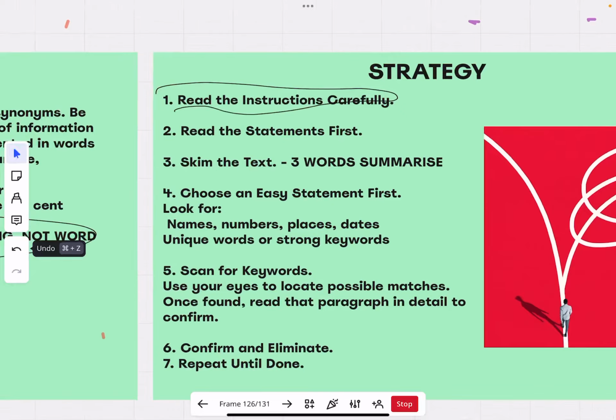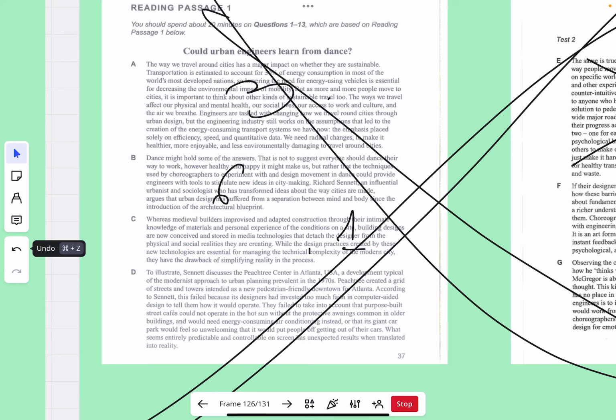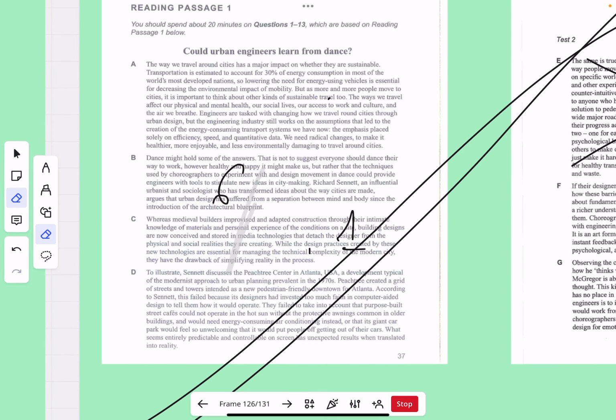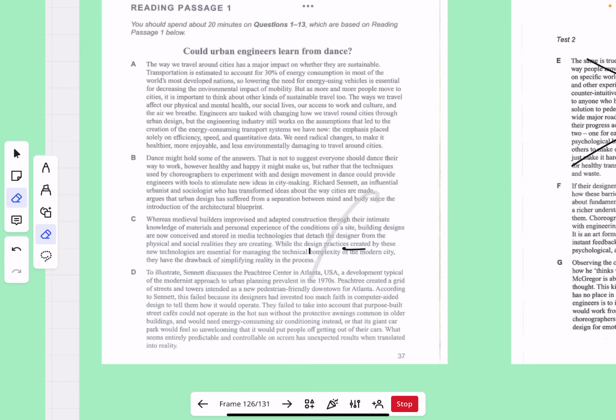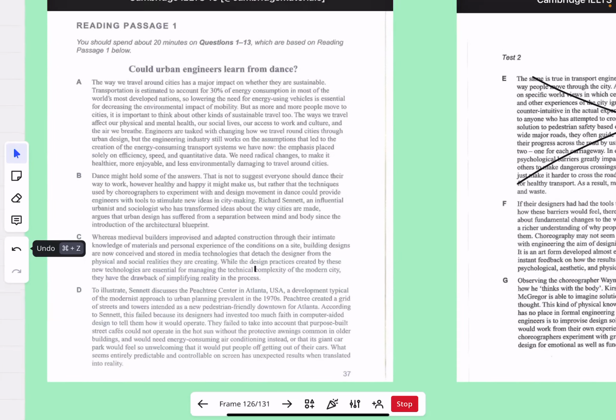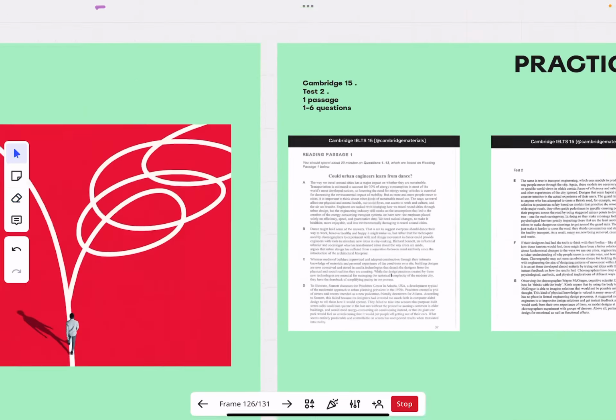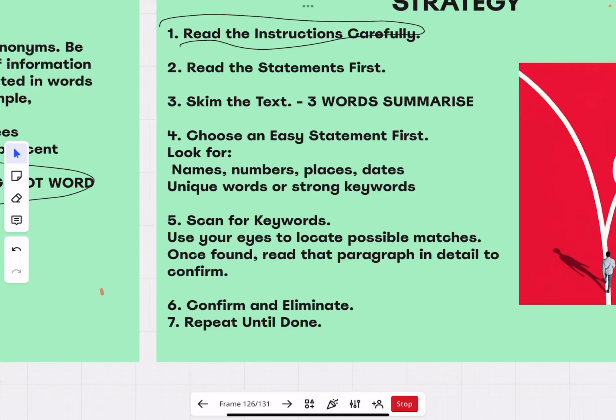And the next one, you need to start skimming the text. You need to skim all the text together and locate the key information. So it gives you a kind of clue where you need to look for the answer.